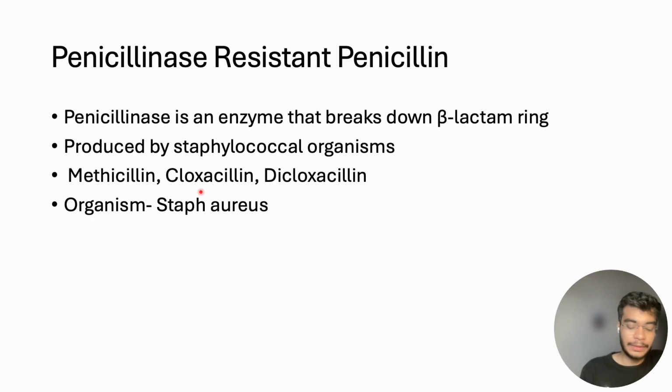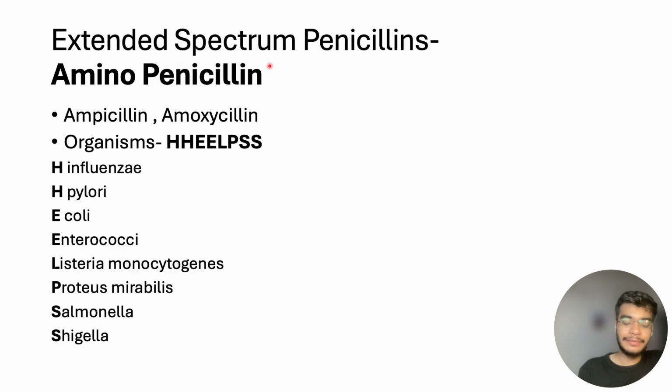Drugs in this group are methicillin, cloxacillin, and dicloxacillin. Methicillin is an acid-labile drug, whereas cloxacillin and dicloxacillin are both acid resistant. We use these in case of Staph aureus. Now we have extended spectrum penicillin. First in this group is aminopenicillin. There are two drugs, ampicillin and amoxicillin.